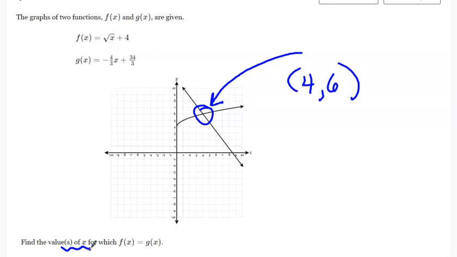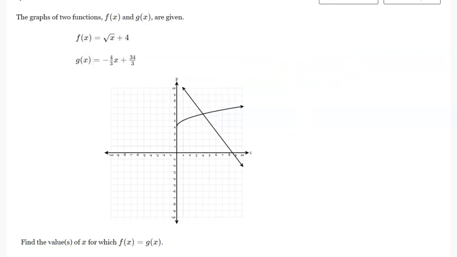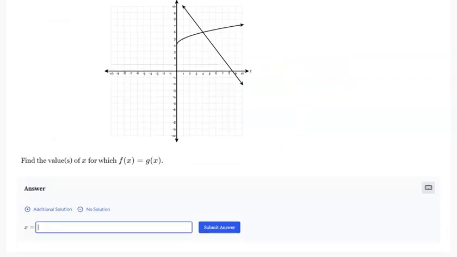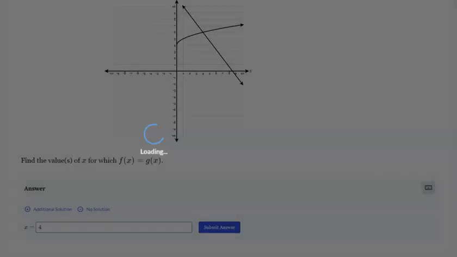But they're asking us what value of x. So they want to know 4. So we're going to type a 4 here in the answer solution, and that's all we need to do.